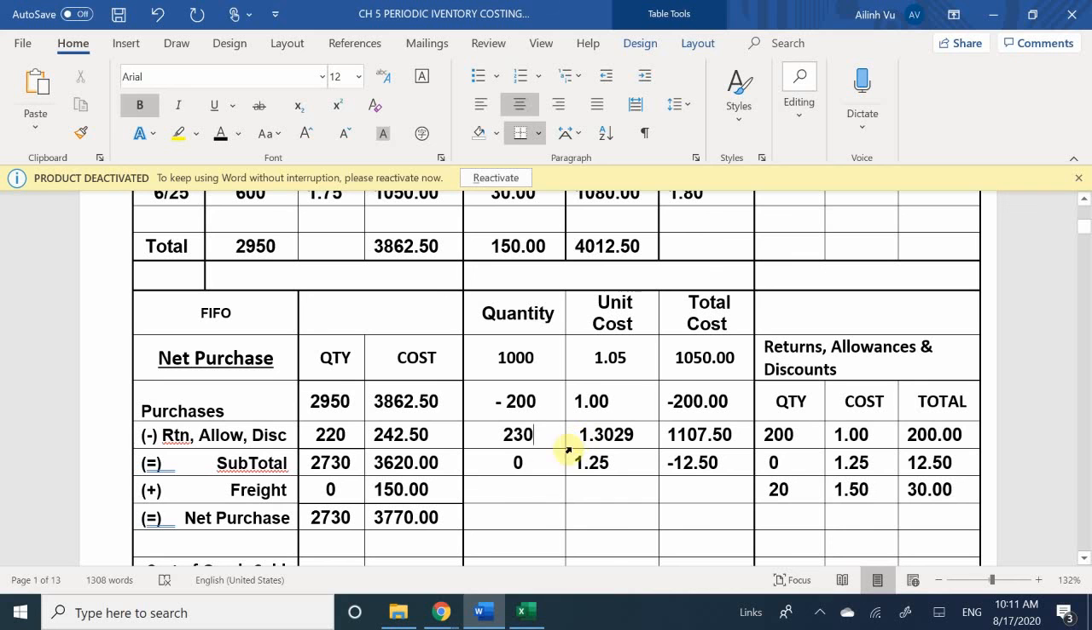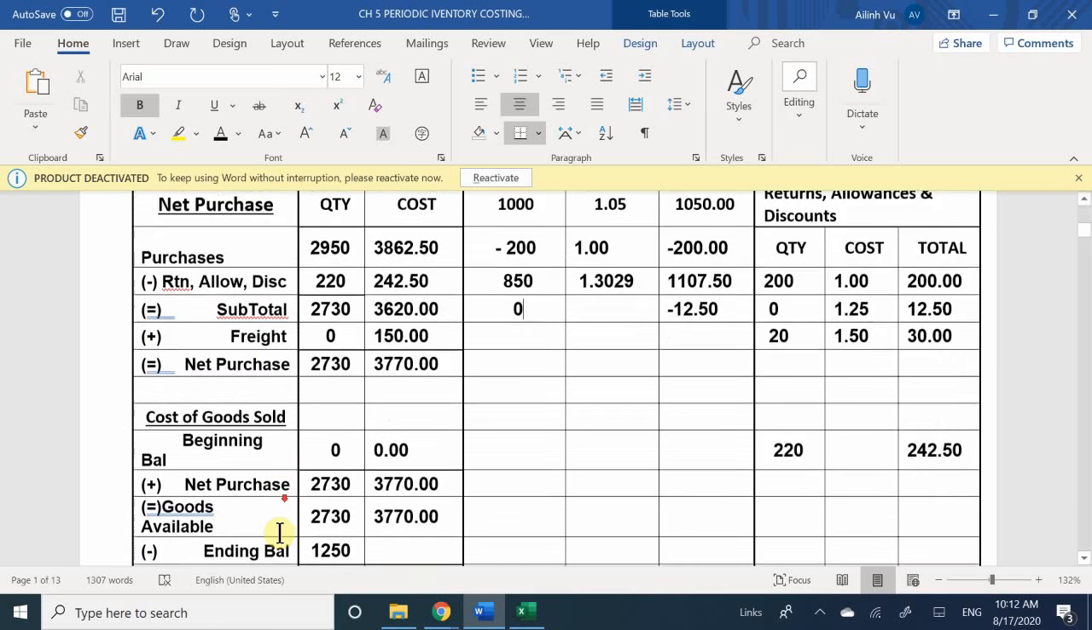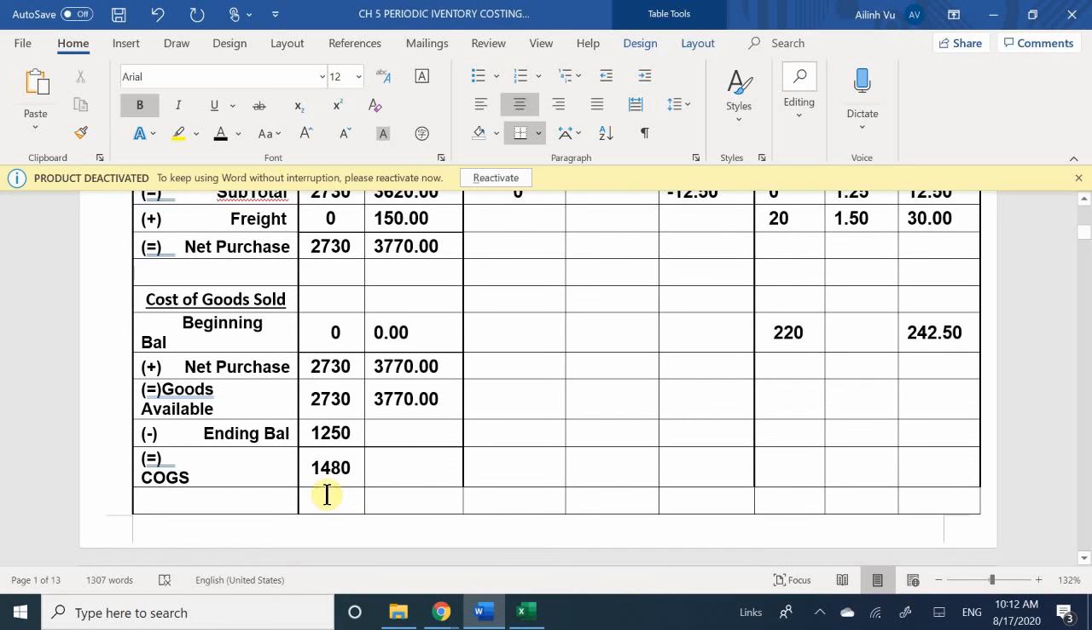Wait, why would you? I don't understand why you're changing that one. Because if we sell, oh wait, hold on, I got it. We're supposed to subtract 850 from 230. So this right here, if we add it all together, 800 plus 850 is 1650. That is way too much than what we originally sold it for. Right? We only sold 1480.